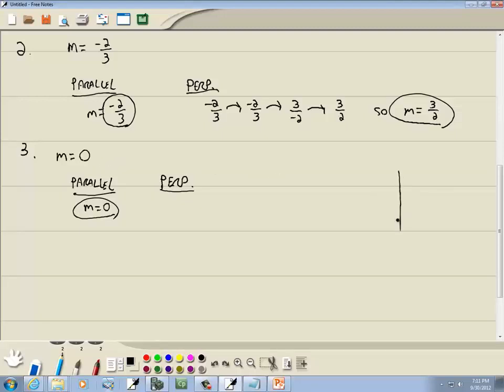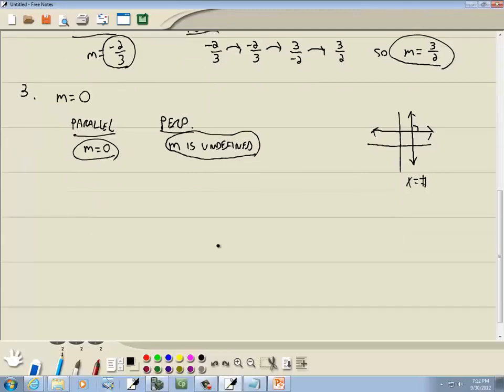Well, let's look at the graph of that. m is equal to 0. That's a horizontal line. If I think of the graph that's perpendicular to it, it would be a vertical line. Again, forms that sharp corner. Well, a vertical line is of the form x is equal to a number, and m is undefined. So here, your answer is just m is undefined. Again, you can't go through those steps I did up above. You have to think of it in those terms.